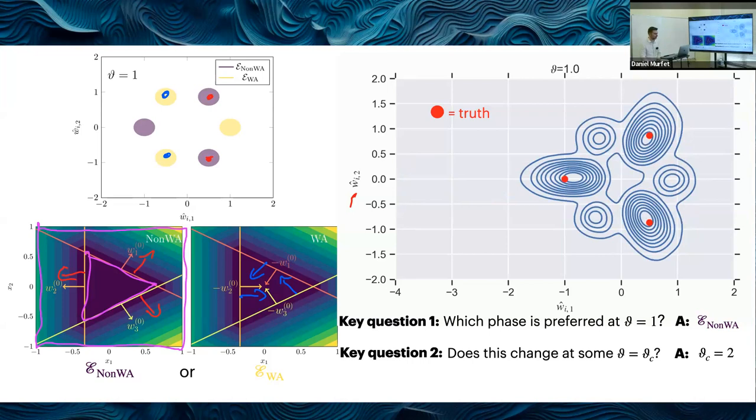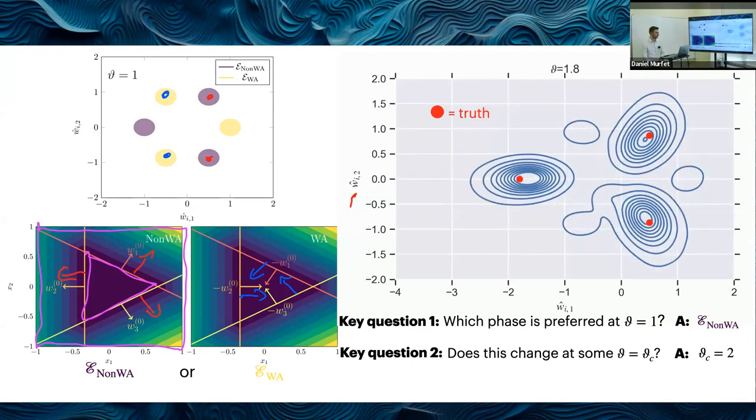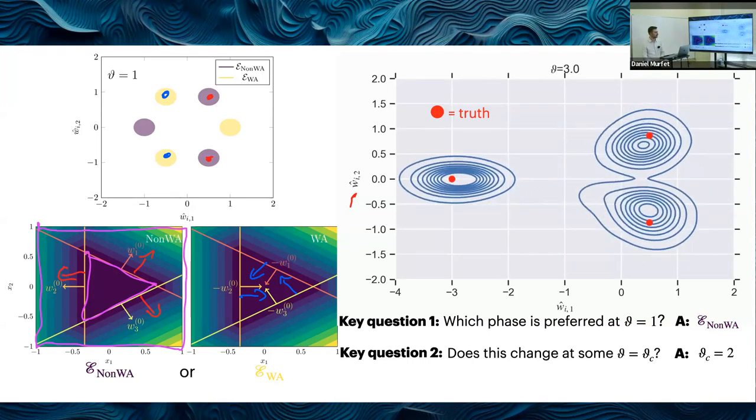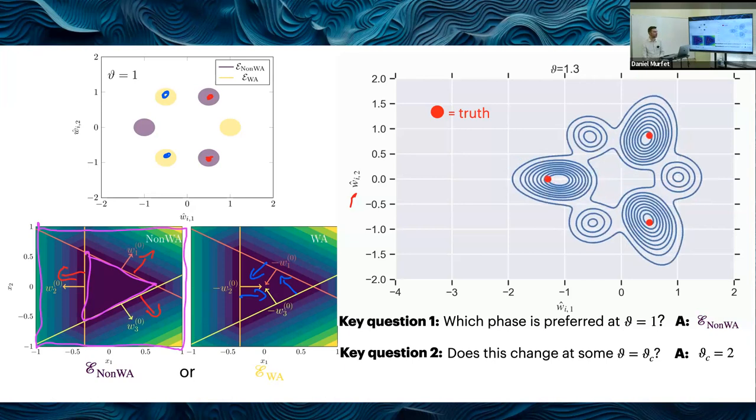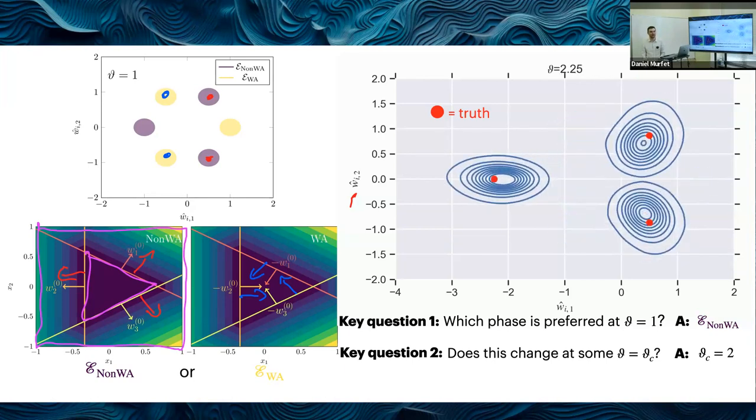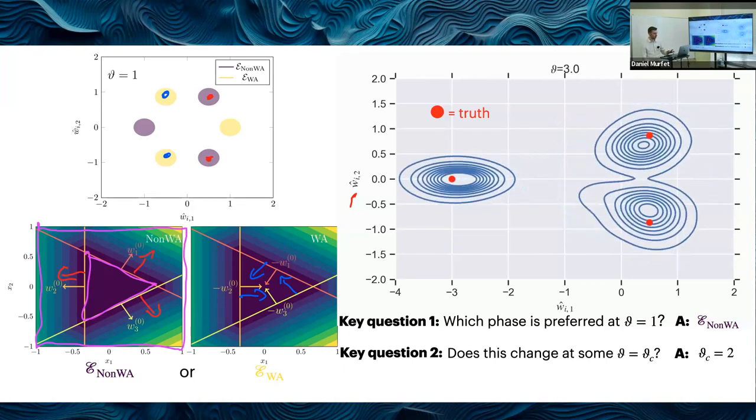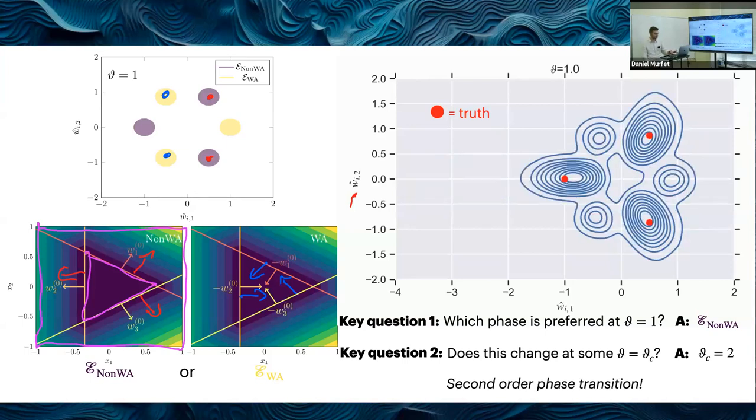So yeah, we have seen that the non-weight annihilation phase is preferred, and it seems to change, or not change, but there is a change. There is a second order phase transition at theta equals two. And so that brings us to the end. And we have seen that true parameters are preferred according to the RLCT.